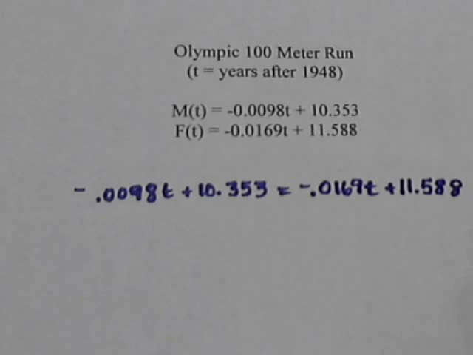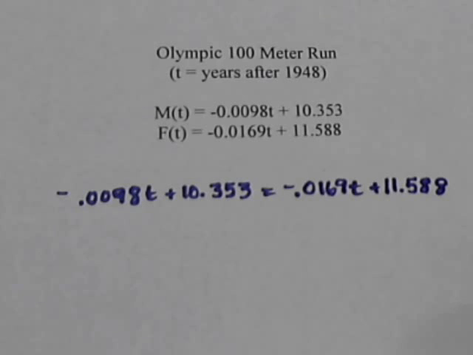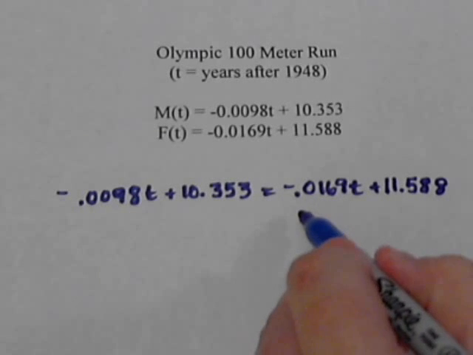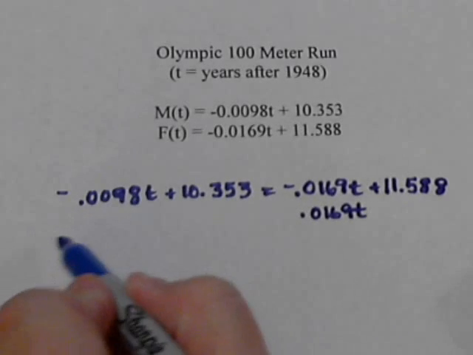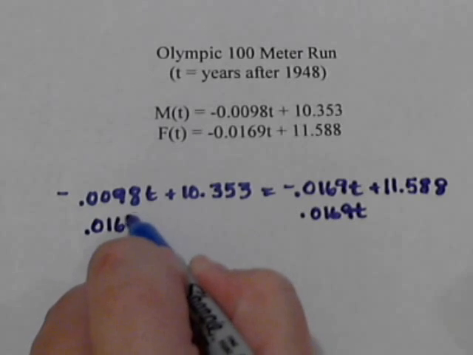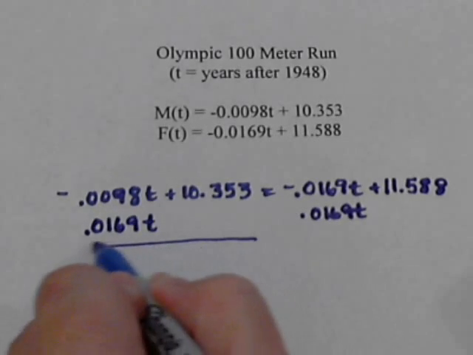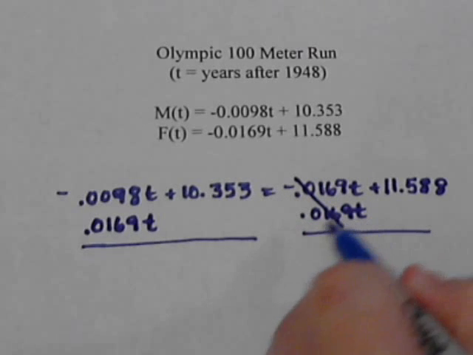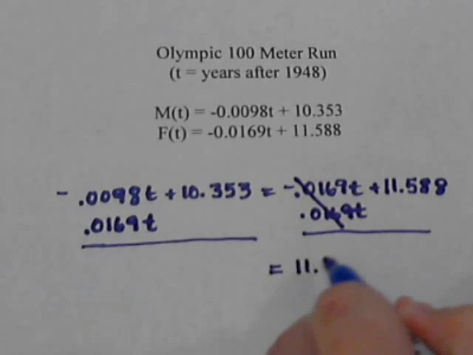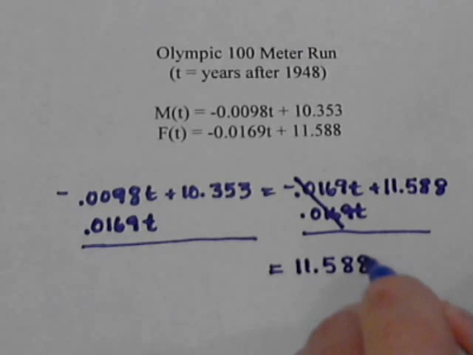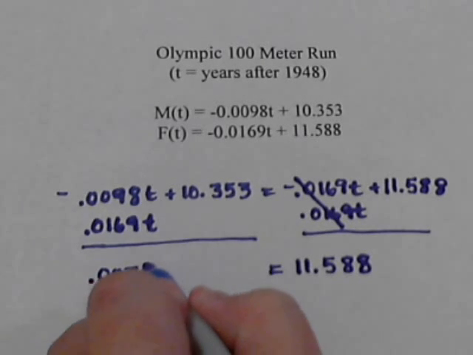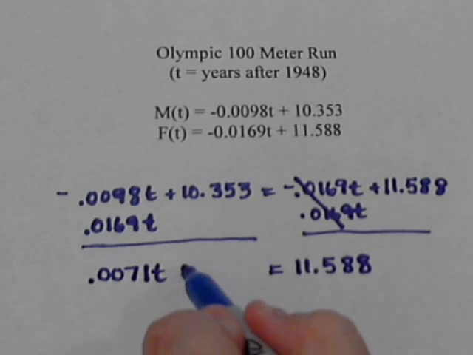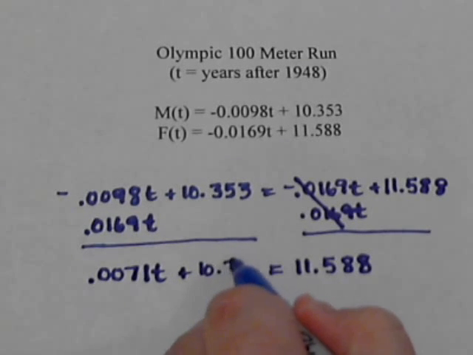Okay. And so what we want to do is get the t value by itself. Since that's a negative 0.0169, we're going to add 0.0169 t to both sides. Okay, they cancel over here, which leaves us just the 11.588. On the right-hand side, if we combine those two together, we get 0.0071 t. Okay, and then we bring down the plus 10.353.